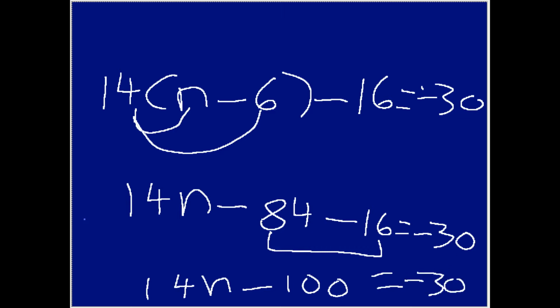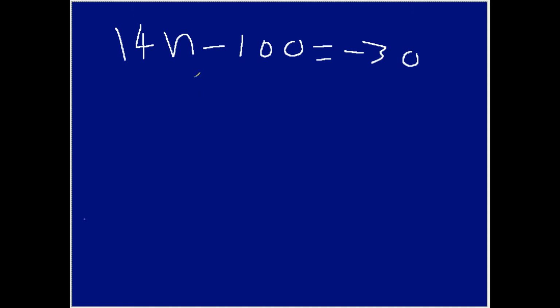All right, I'm going to move to another screen so that I have more space here. So now we have 14n minus 100 equals minus 30. Now the next thing we want to do is put the variable by itself. That is our next primary goal. The first step to doing that is we want to move the minus 100 to the other side of the equation so that the 14n is alone. To do that, we have to do the opposite of subtracting, which is to add. So we add 100 to both sides, like so.